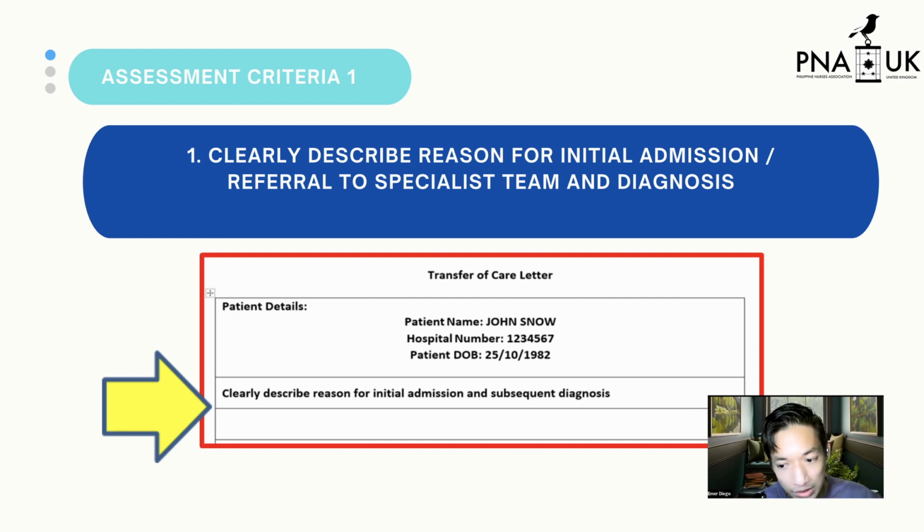So one way of writing the answer here is, let's say, John Snow was admitted due to shortness of breath and diagnosed with, let's say, asthma or exacerbation of asthma. Another one is, let's say, the patient was admitted due to abdominal pain and was diagnosed with hernia, and let's say the patient underwent a hernia repair. Okay, so that's it. Any questions so far?